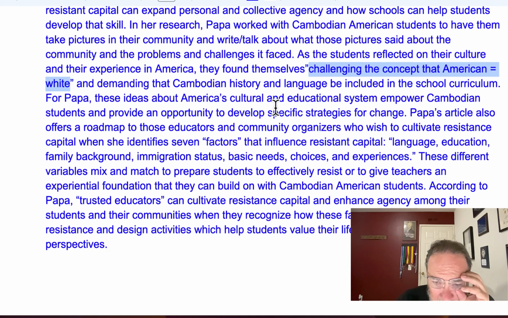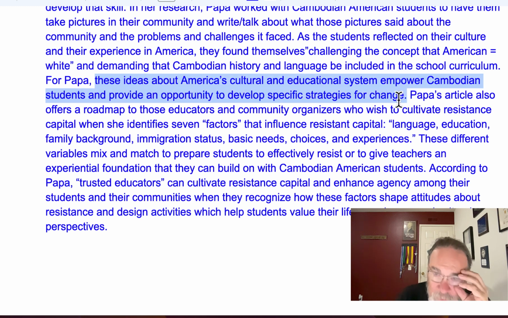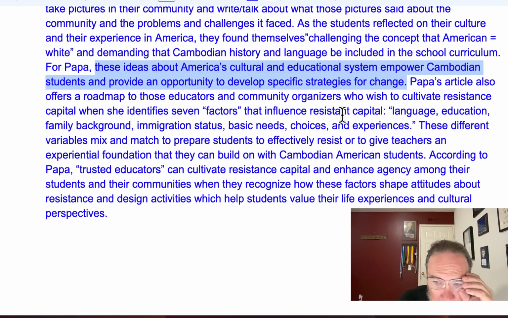Again, we get into details from Papa's article, but here's what's really important. We're not only given the details, they're explained to us, right? So this sentence explains why it's important to know what Papa was doing and understand how that detail connects to agency, specific strategies for change. We also get another example here from the article, this idea of a roadmap for educators.